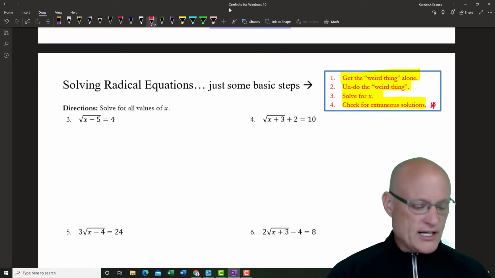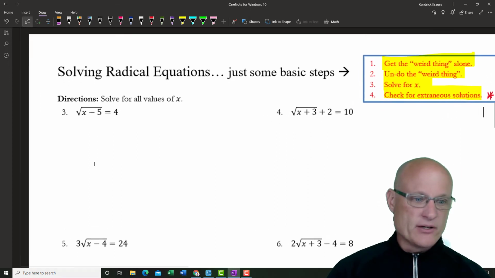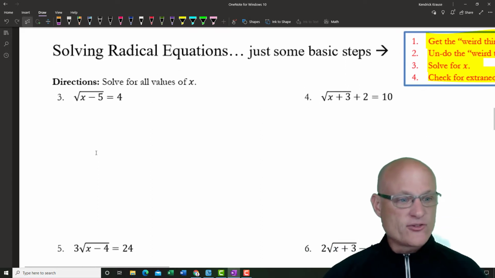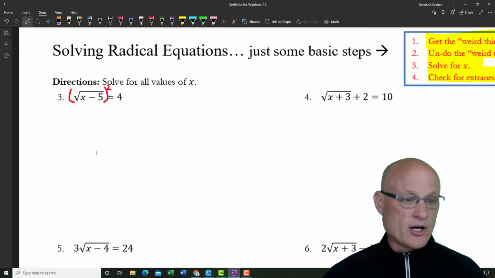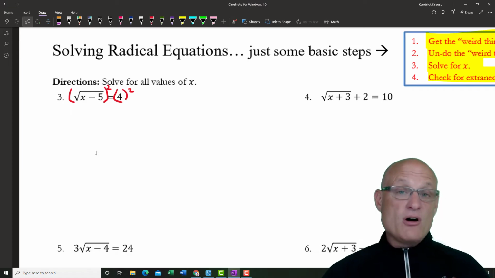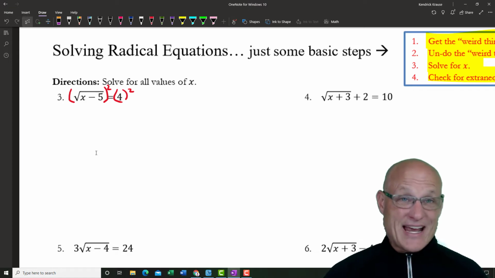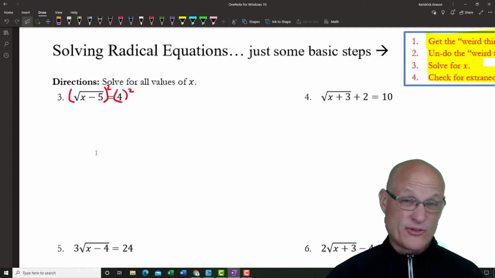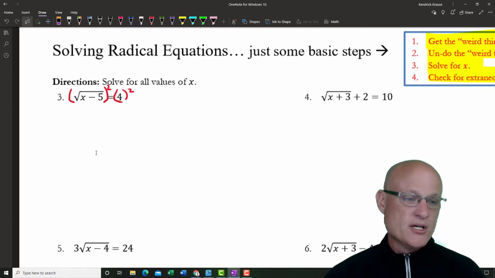So realize what the weird thing is. In this particular case, the weird thing is the square root of x minus 5. So I would like to get rid of that square root. In order to get rid of that square root, I am going to square both sides. Now, by squaring things, you cause issues because if I square a negative, I get a positive value, which changes the problem dramatically. And that's usually where you end up with those weird extraneous solutions. But I don't think we're going to have that problem in this one. So we get x minus 5 equals 16. Add the 5 over, and I get x equals 21.